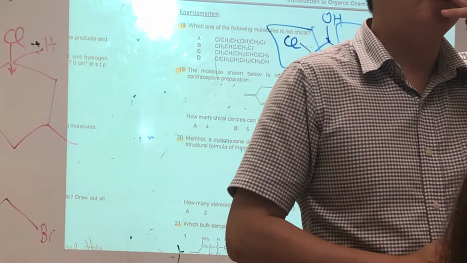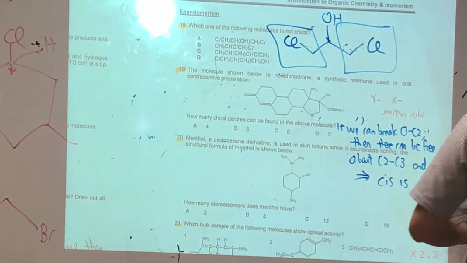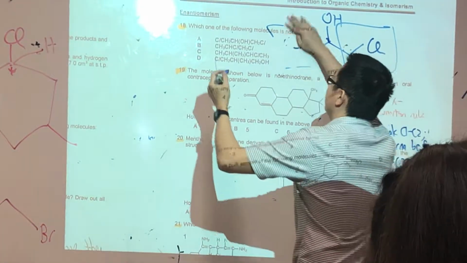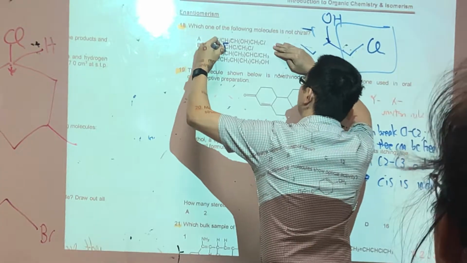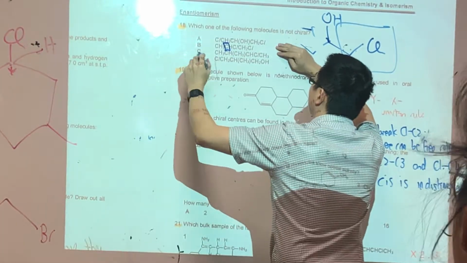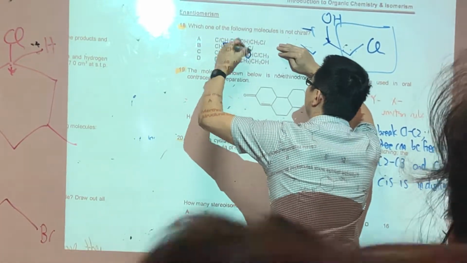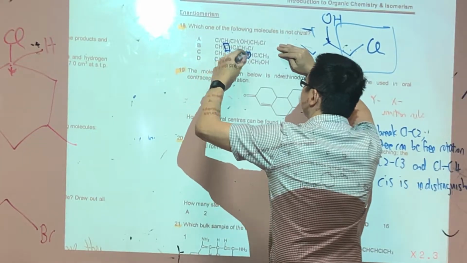We go on to the rest, we identify where the chiral carbon is. Maybe I just cut a long story short. The chiral carbon is actually this guy. The chiral carbon for part C is actually this guy. And the chiral carbon for this is this guy.